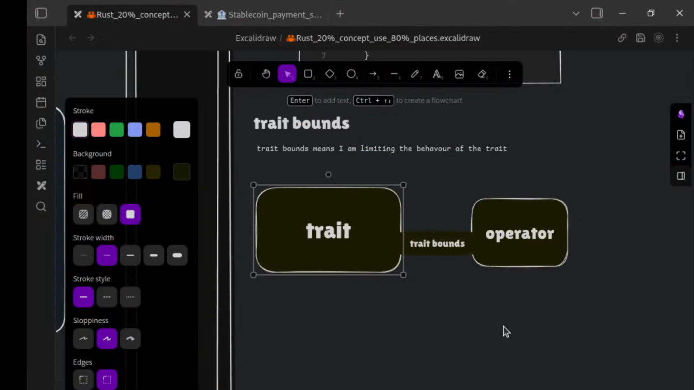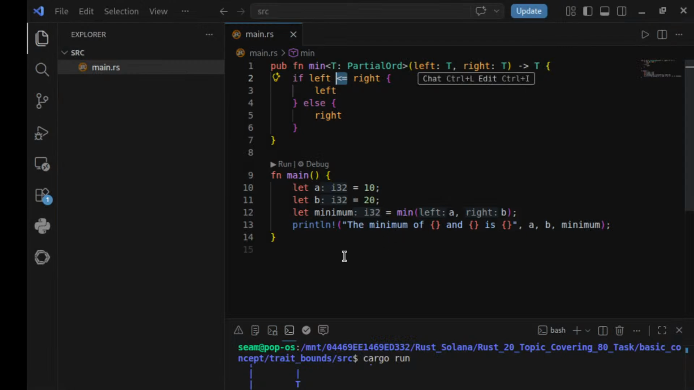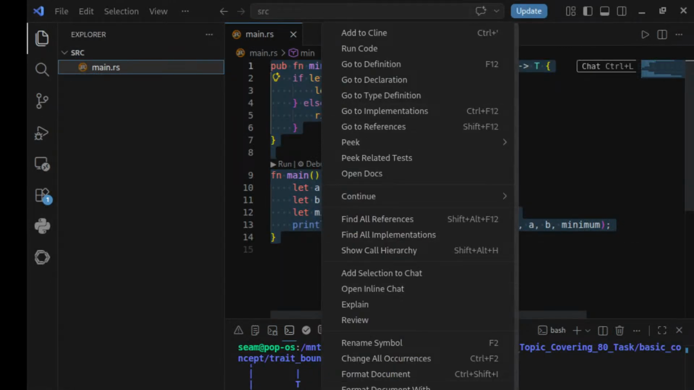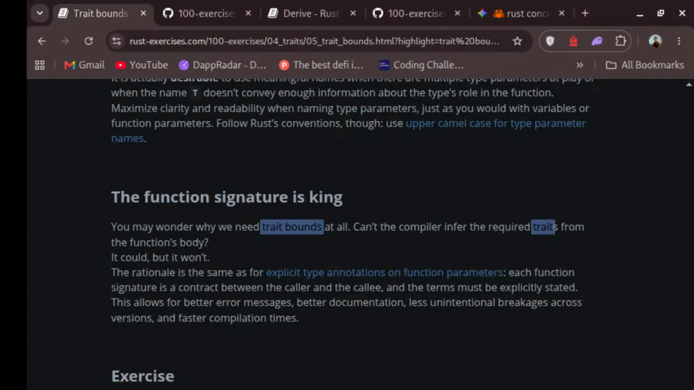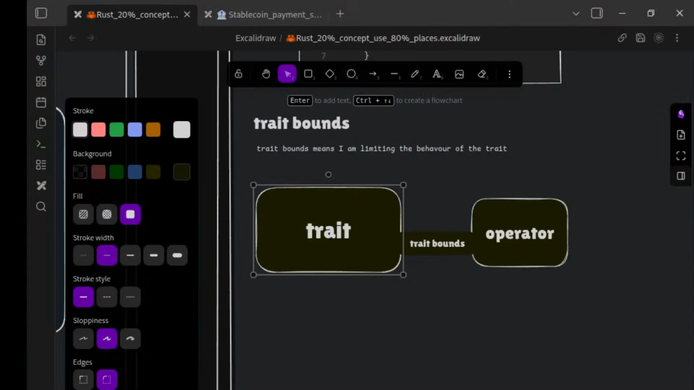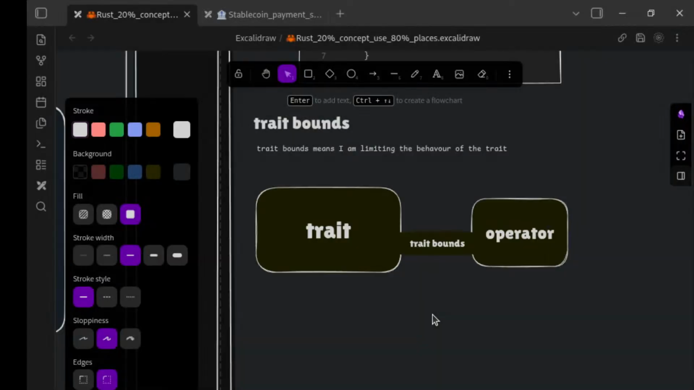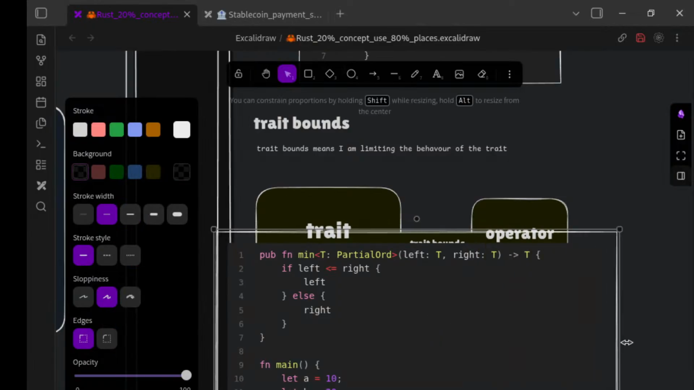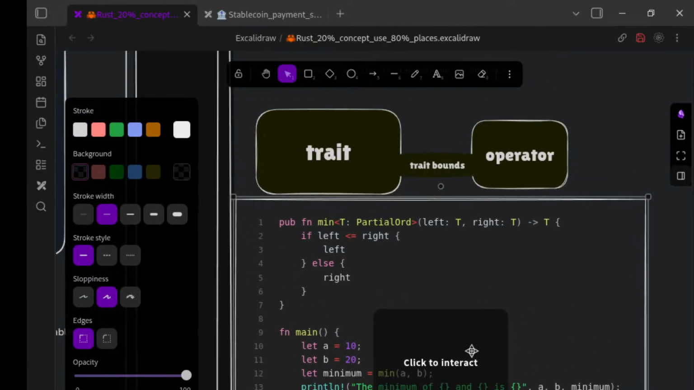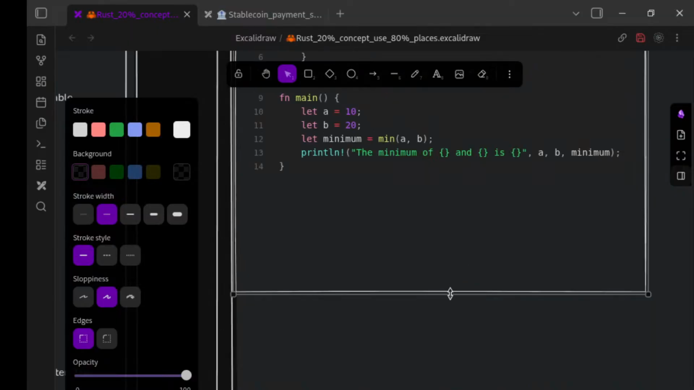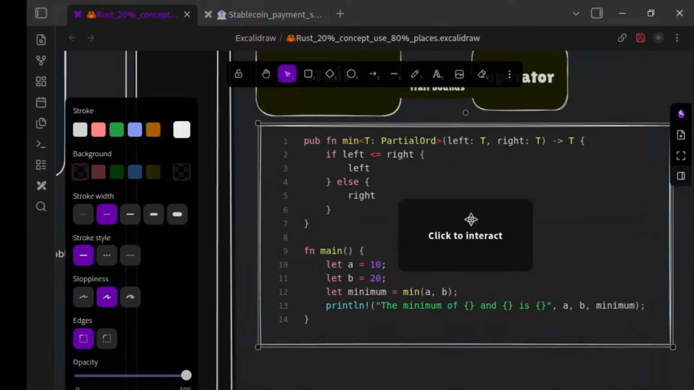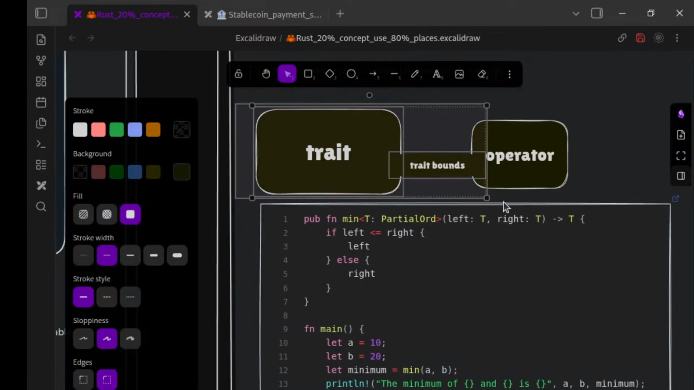Here, this is the copy. This can be used as an example here. It will be much easier for students to understand trait details and the bounds. Okay, I understand this part.